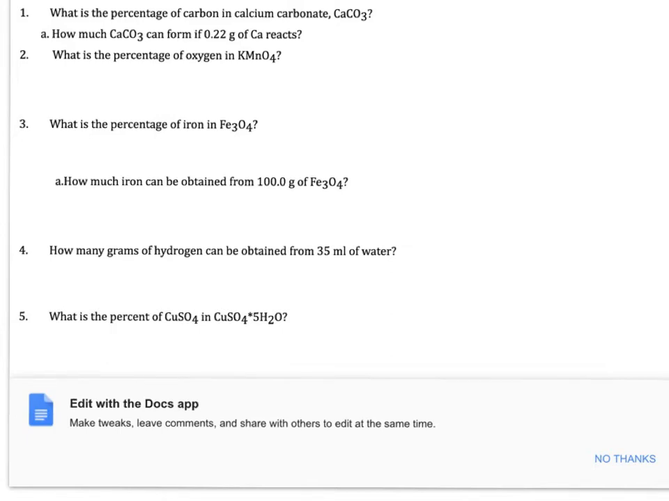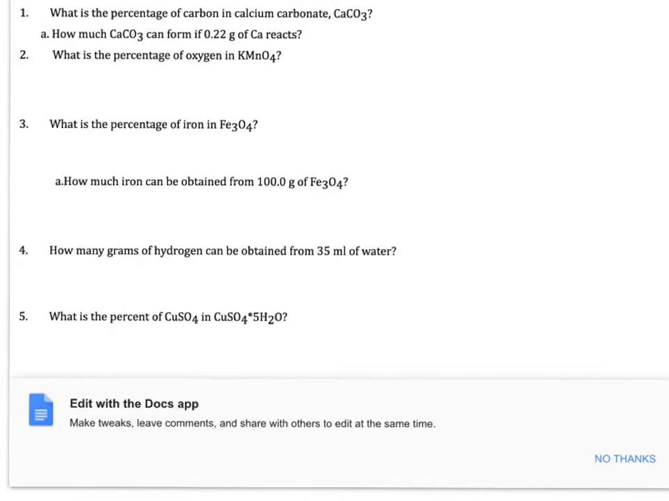Then it asks how much calcium carbonate can form if 0.22 grams of calcium react. So you can look at the ratio between the calcium and the calcium carbonate, which is 40 to 100, or 4 to 10, but it's basically 40% calcium.